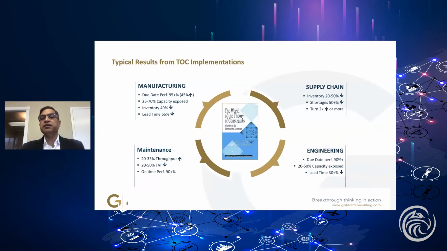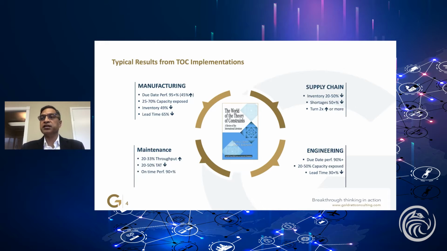TOC has been implemented across the world in many different facets of a business. Of course, it started with manufacturing with the book, The Goal, where it was used to improve throughput, on-time performance, cycle time, etc. TOC has also been implemented in the supply chain world, where availability is crucial, but at the same time, budgets are very tight. So how do I get my parts available with a reduced budget?